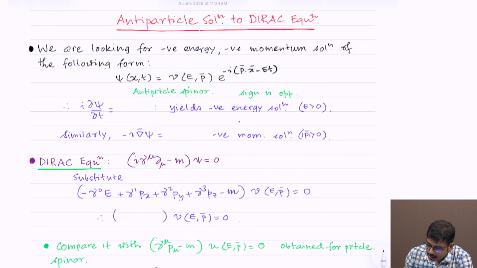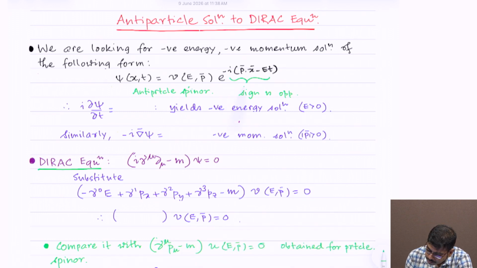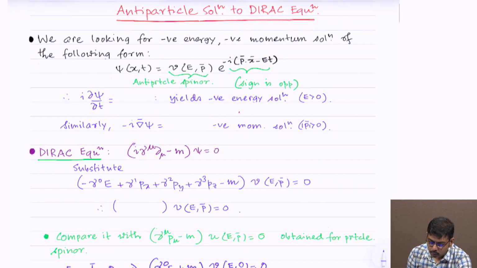Now this is exactly the other way round from the particle-like solution. So the sign is opposite compared to the particle-like solution, and this v(E,p) is essentially the antiparticle spinor. Why is this solution legitimate for the antiparticle? Because when you operate i del/del t on this psi, it is going to give you minus E psi. So this basically gives you the negative energy solution, which is the characteristic of antiparticles.